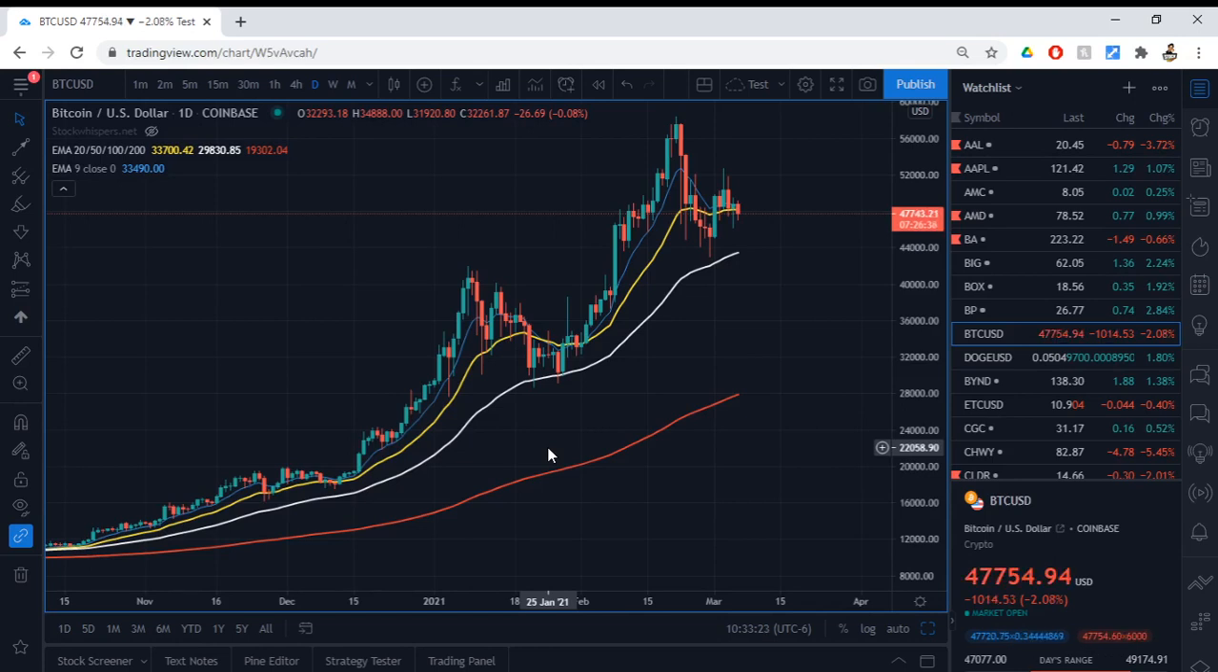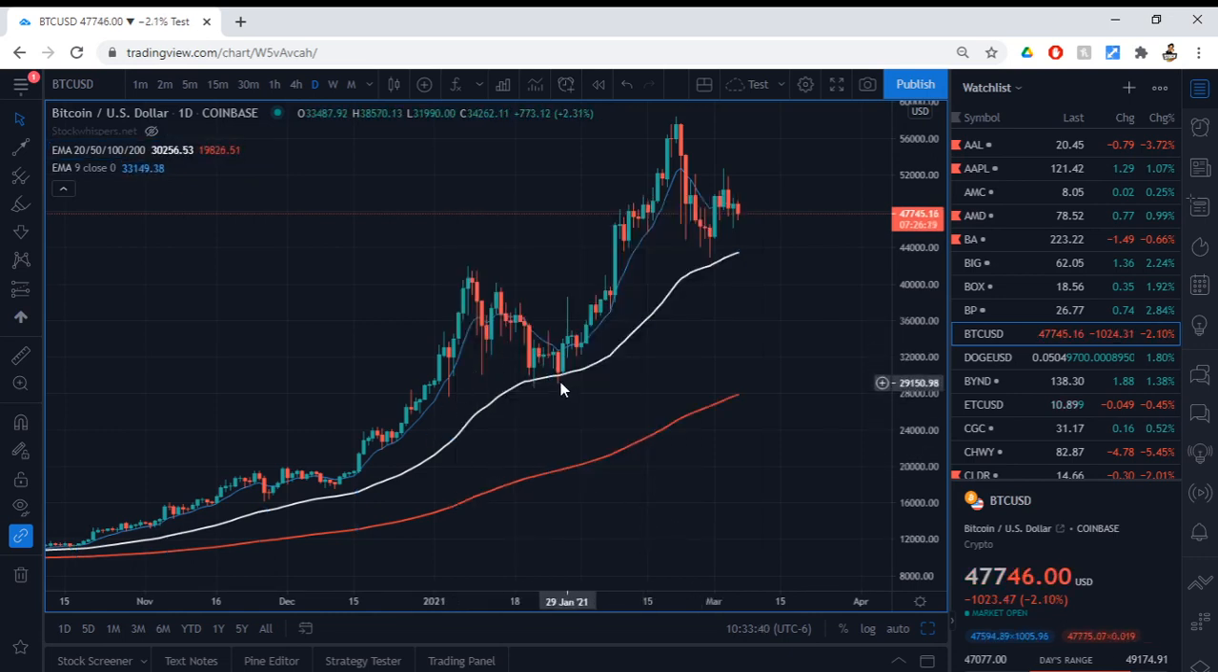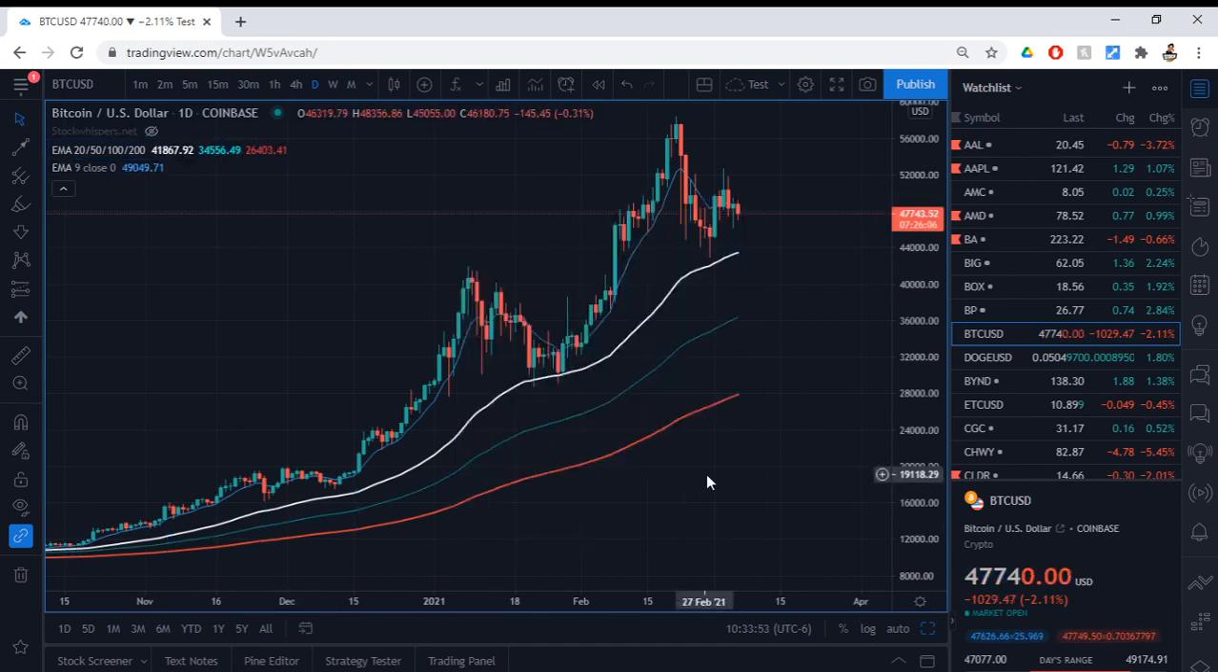So looking at the 9. I use the 9, the 50, the 100, and 200. Okay, so the 9, the 50. I'll take away the 20 here. So you use the 9, the 50, and the 200. That's what we got here, right? And the 100 as well? Yeah. Okay, cool. So we have the 9, the 50, the 100, and the 200.